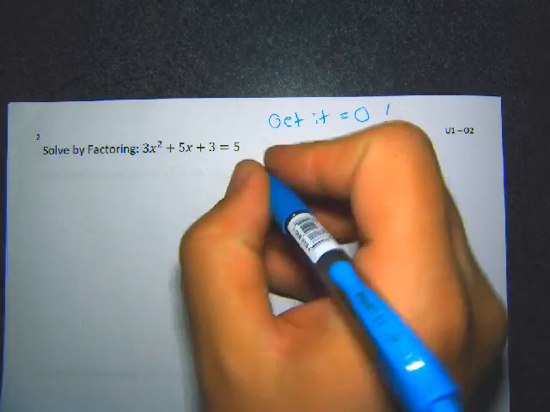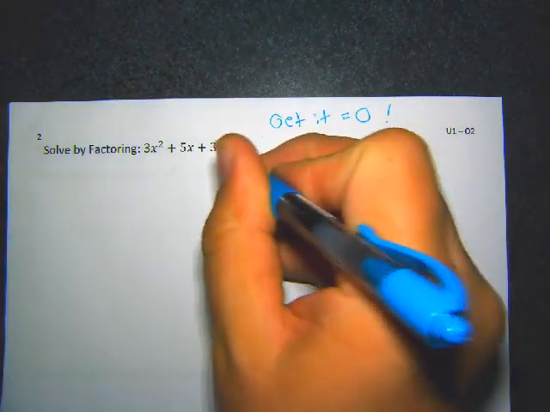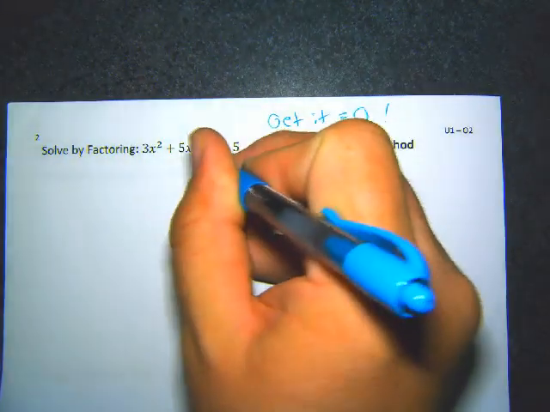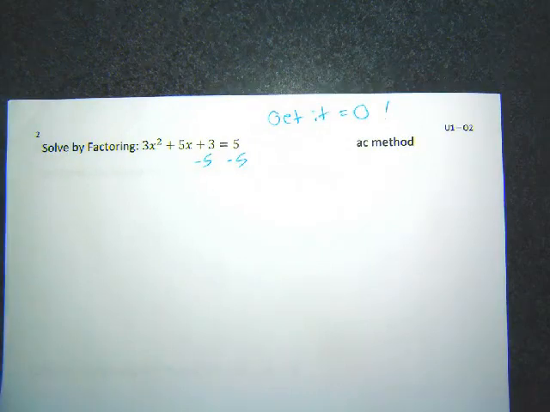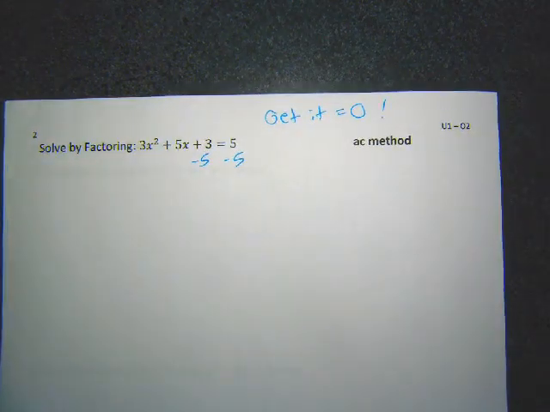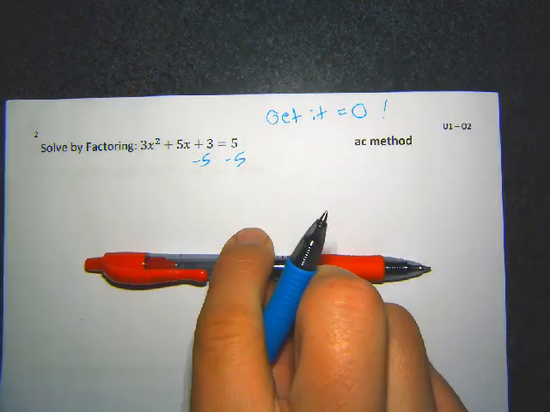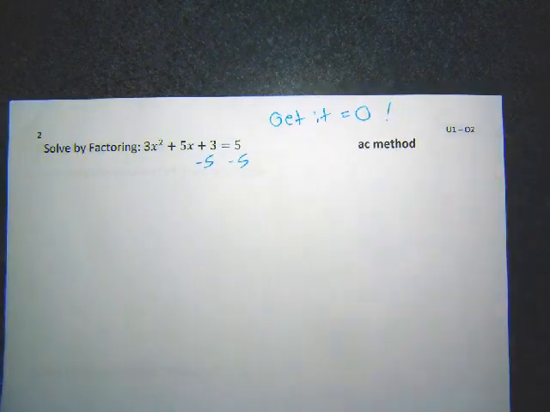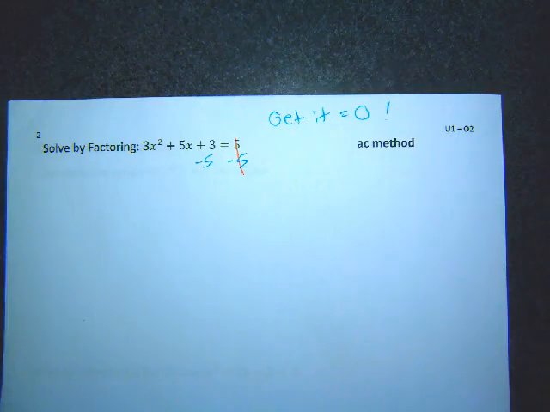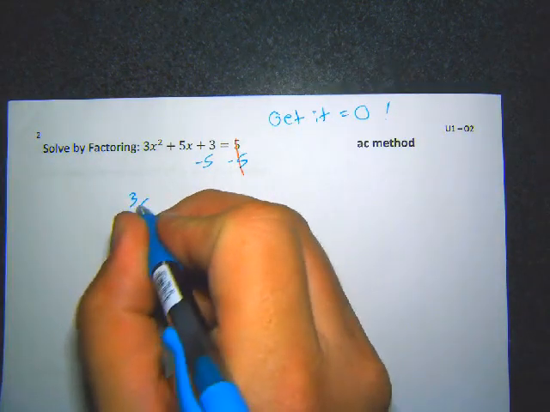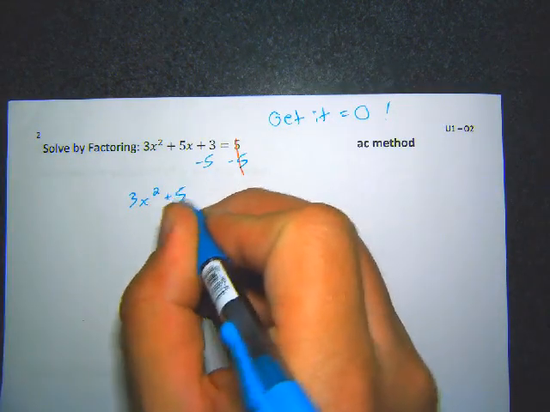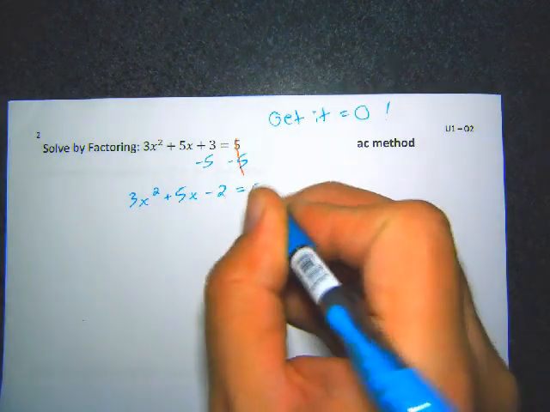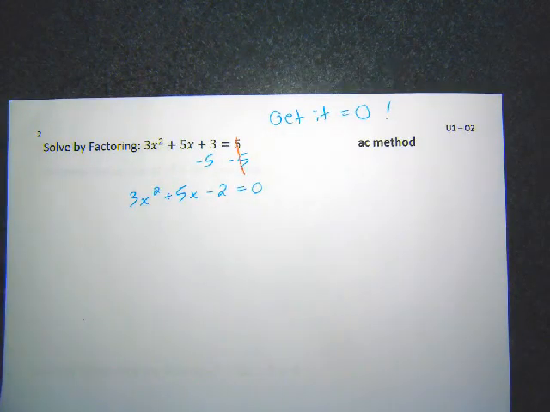So what I'm going to do here is get rid of this 5. Not a big deal. I'm just going to subtract 5 from this side. But if I do it to that side, I have to do it to both sides. With equations, you always have to work on both sides to keep the equation balanced. They're like a balanced scale, and you don't want to take away 5 from one side and have it unbalanced. So I took away 5 from this side, but I also did it over there. So this ends up being 3x squared plus 5x minus 2, and now that's equal to 0, so factoring will work.